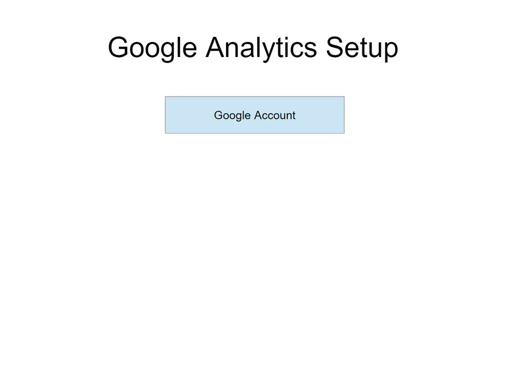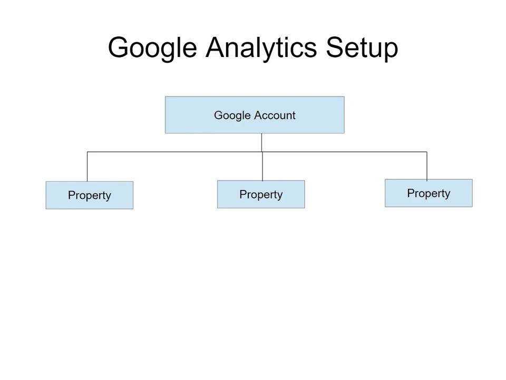An account can have multiple properties. A website is a property. A property could also be an app. If you are in charge of several websites, you can manage all these websites inside one account.